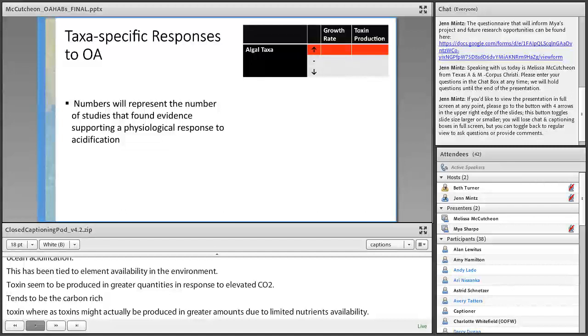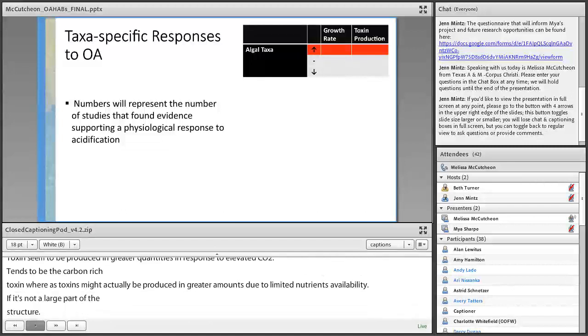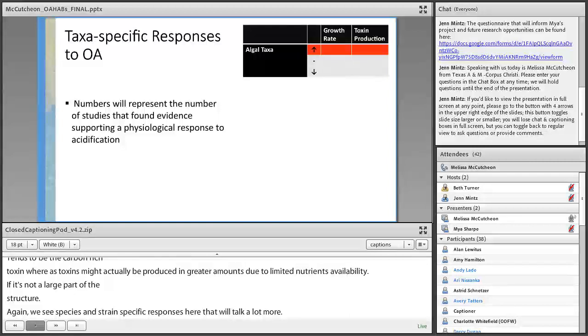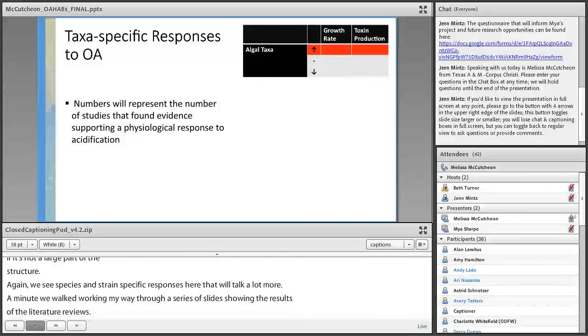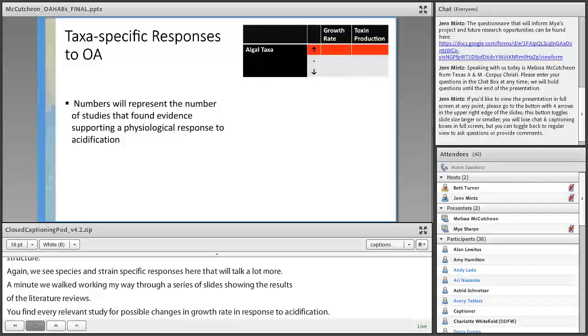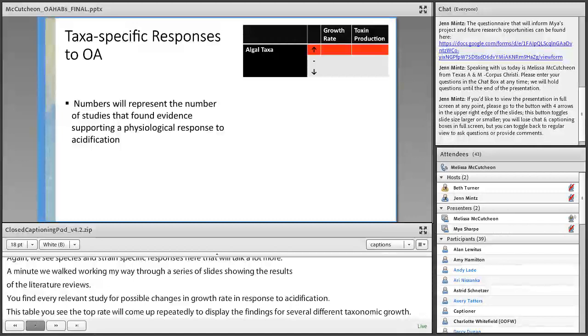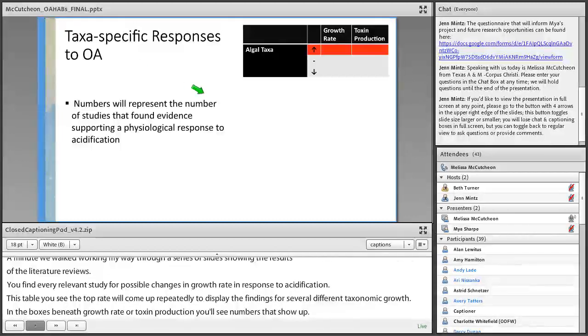So I'm going to be working my way through a series of slides showing the results of the literature review that I did. I tried to find every relevant study that investigated possible changes in growth rate or toxin production in response to acidification. This table that you see in the top right will be coming up repeatedly to display the findings for several different taxonomic groups. In the boxes beneath growth rate or toxin production, you'll see numbers. Those represent the number of studies that showed evidence for a physiological response to OA, either in the positive direction, which would be found in this box, in the negative direction, which would be found in this box, or it was tested but no response was seen.